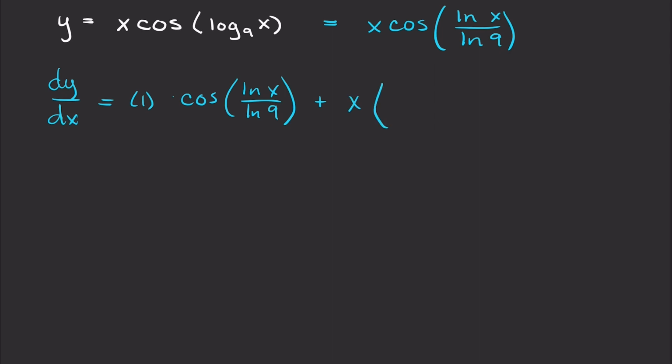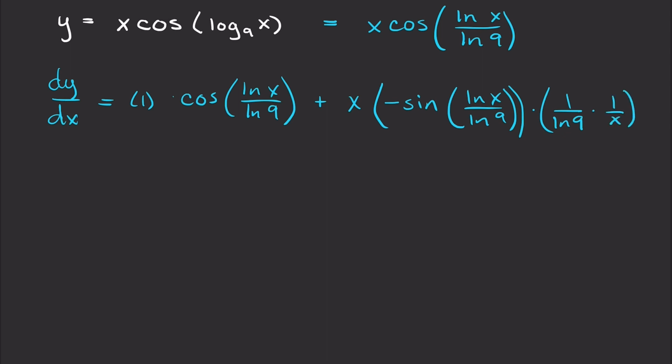plus the first function, just x, times the derivative of the second. Well, this is a chain rule. The derivative of cosine is just minus sine of ln x over ln 9. And then we need to multiply by the derivative of the inside. So ln of 9 will just come out front since it's just a number. And then we need to multiply by the derivative of ln of x, which is just 1 over x.